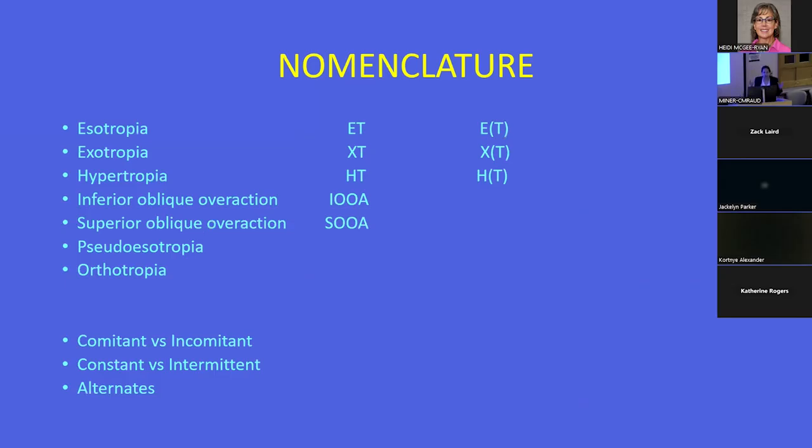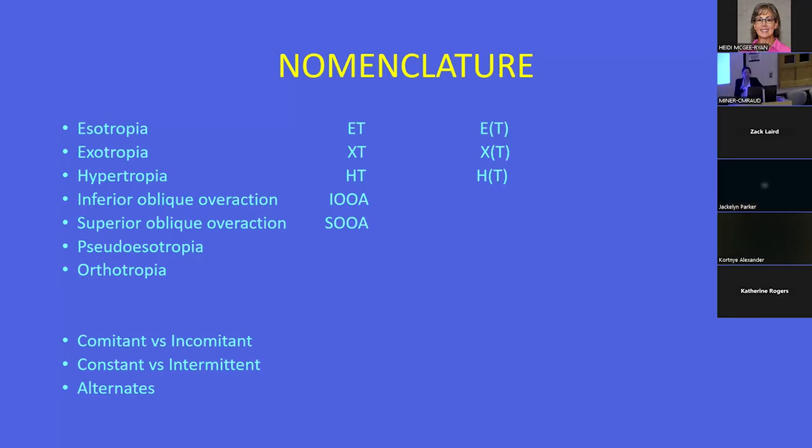So if you look at our notes, you're going to find all this terminology, right? We have esotropia meaning turning in, exotropia turning out, hypertropia turning up, and you're going to see our notes have abbreviations. We use ET, XT, HT, and then to make it a little more complicated, if you put the T in parentheses, that means that the deviation is intermittent, meaning you don't see it all the time.